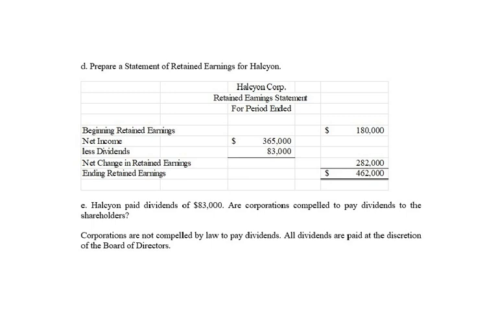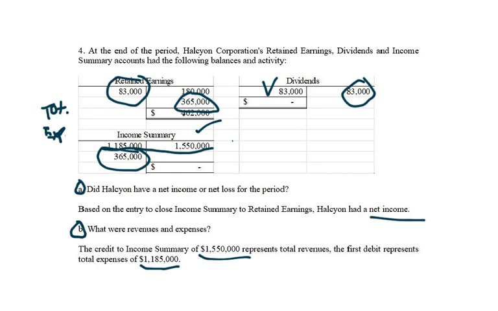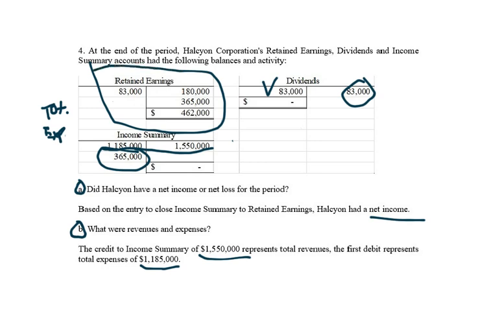And then for D, I asked you to just prepare a statement of retained earnings. Well, the good thing is you already have it. It's right here. This account is all the components. I'm just asking you to put it in a more formal form. Sounds a little redundant, but that's the idea here. In other words, just take whatever you're looking at here and give me what the formal statement would look like.